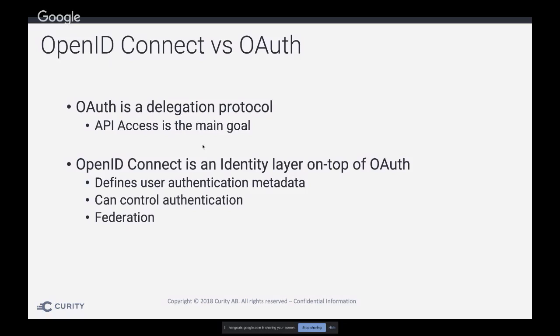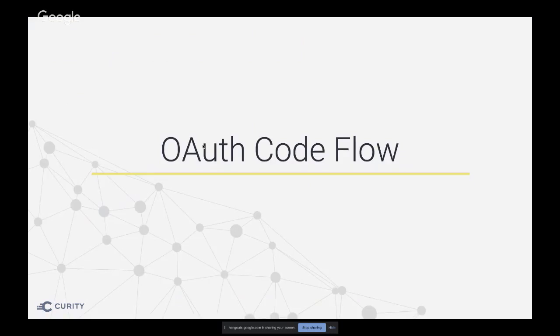So OAuth, if you think of it, it's actually a protocol for protocols. There's more protocols built on top of OAuth because it's a really good base to structure other identity systems on top. There's UMA, for instance, for delegated authorization as well, and there's others. All right, so with that background, let's look at the code flow.